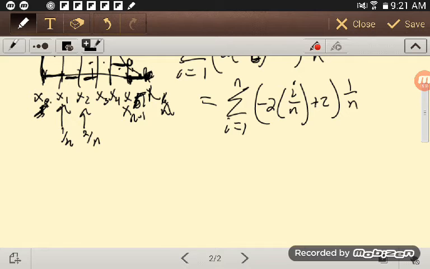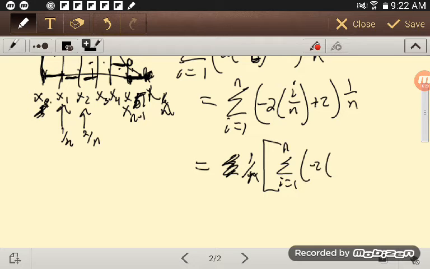And now, if I split this thing up, again, we're working on the lower bound. First let's take out the 1 over n. So I have 1 over n times the sum i equals 1 to n of minus 2i over n plus 2.